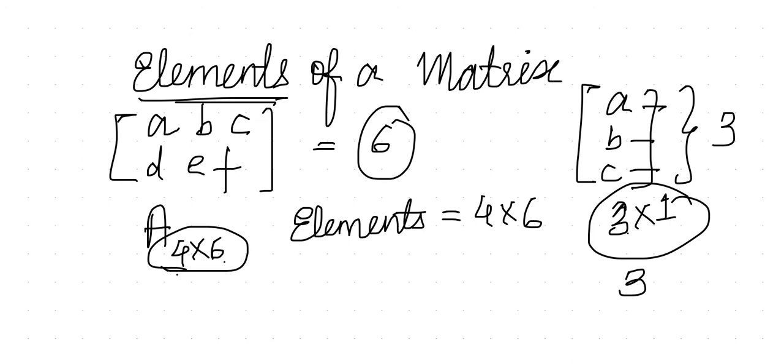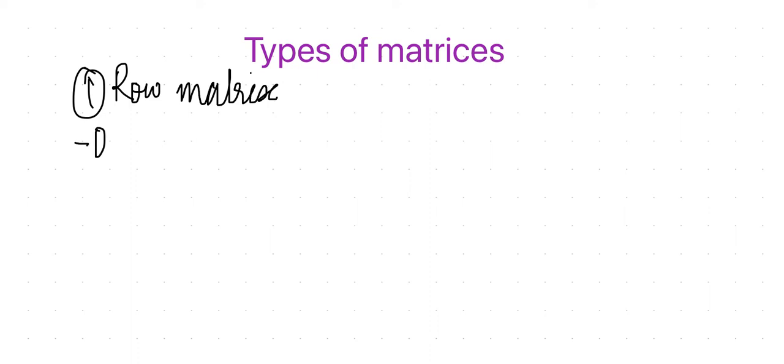And then we'll be moving to the next thing. The next thing is types of matrices. In types of matrices, basically there are 6 types, children. So we'll be talking about them. The first one is called the row matrix. As the name suggests, children, the row matrix will have only one row. So this is my condition.